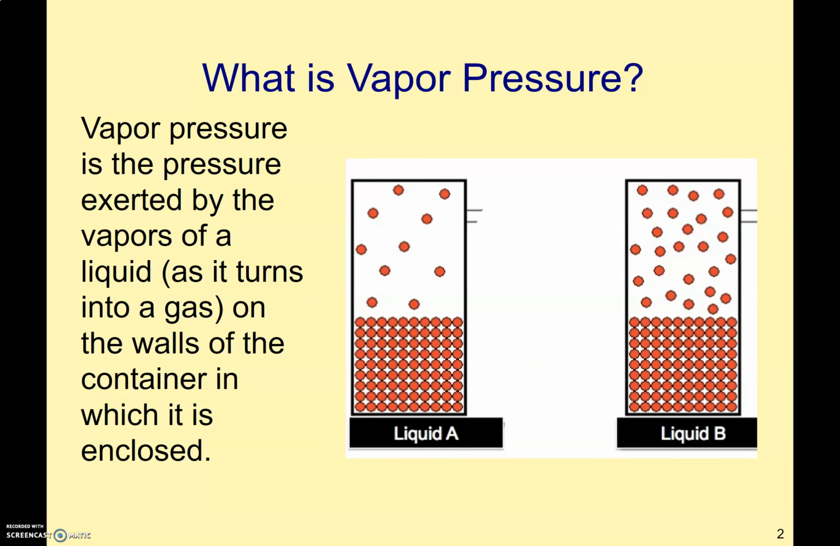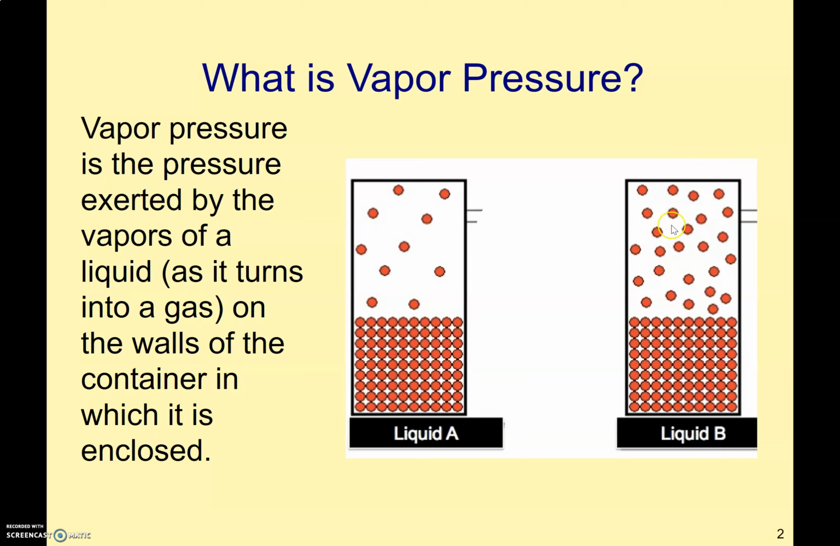So before we get into the problems, we're going to do some conceptual stuff. So the first question is, what is vapor pressure? Vapor pressure is the pressure that's exerted as a liquid turns into a gas on the walls of a container. So here we have liquid A, and here we have liquid B. Liquid B would have a higher vapor pressure because there's more molecules of vapor.